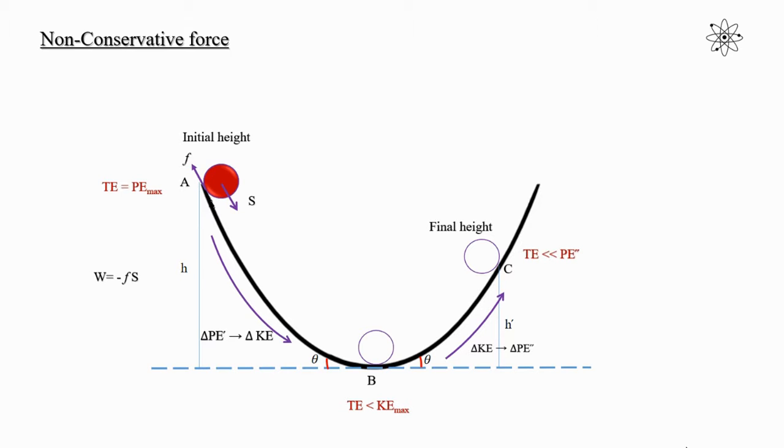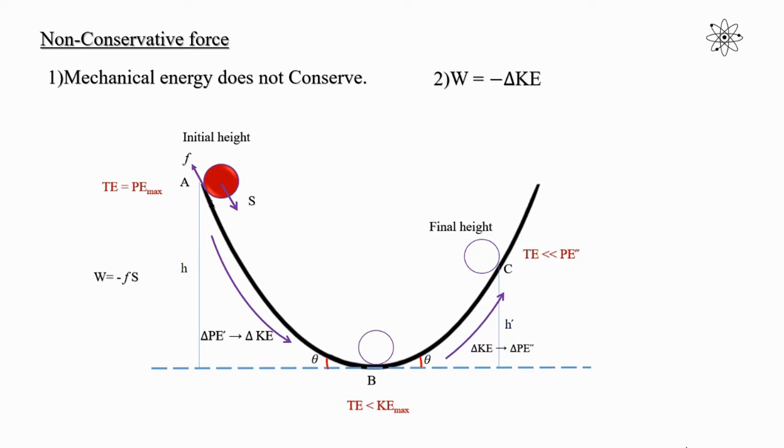So the total energy at this position is also very small, because the potential energy is decreased. From this you can see, student, in the case of a non-conservative force, mechanical energy is not conserved. So here, the work done by the non-conservative force is not equal to potential energy, because the non-conservative force is not able to store the energy. So in that case, the work done is equal to the change in kinetic energy.